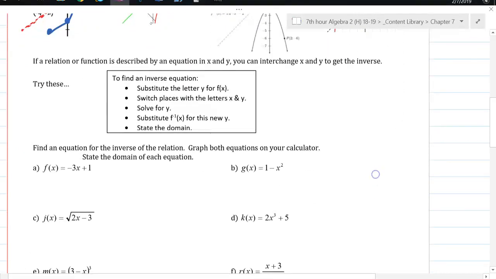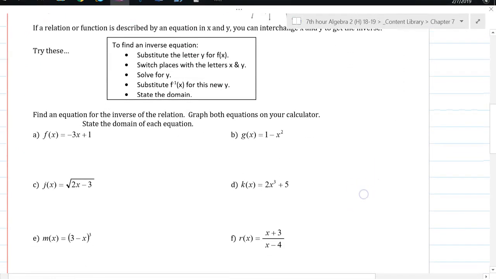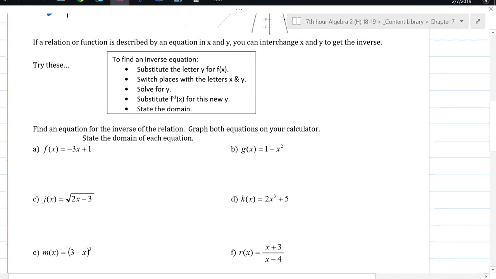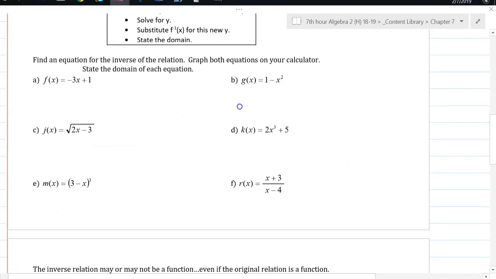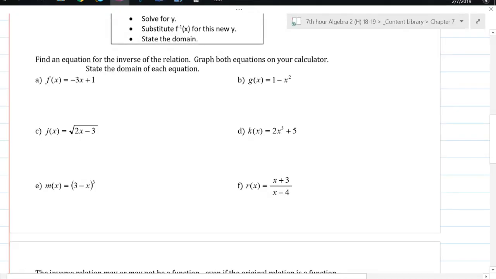Okay, so if the relation is described by an equation rather than a set of ordered pairs, then we can easily switch the x and the y in order to get the inverse. So let's look at these equations. We're going to start with letter A. We're going to find the equation for the inverse of each relation, graph on our calculator, look at that, and talk about domain.